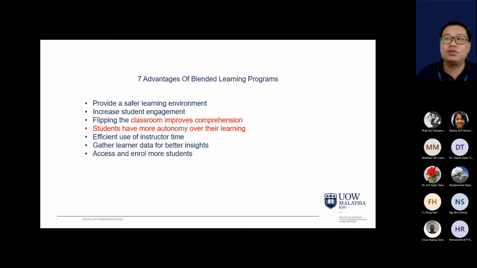Flipping the classroom improves comprehension. When you flip it, you get the student involved in the creation and in the development of knowledge. Then what happens is it improves the comprehension by the students themselves. Students have more autonomy over their learning, yes.